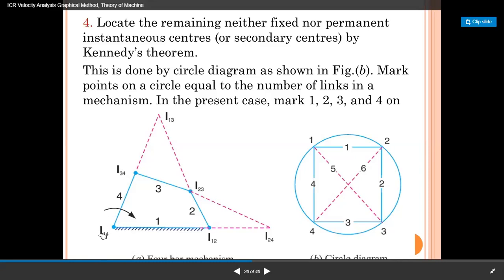In these two instantaneous centers, I34 and I14, the common point is 4. If we remove the common point 4, then the remaining part is I13, so this intersection point is the instantaneous center of I13. Same thing here, the first link and third link. If I expand the first link in this direction, and if I expand the third link in this direction, then the intersection point which I can get is the instantaneous center of I24.